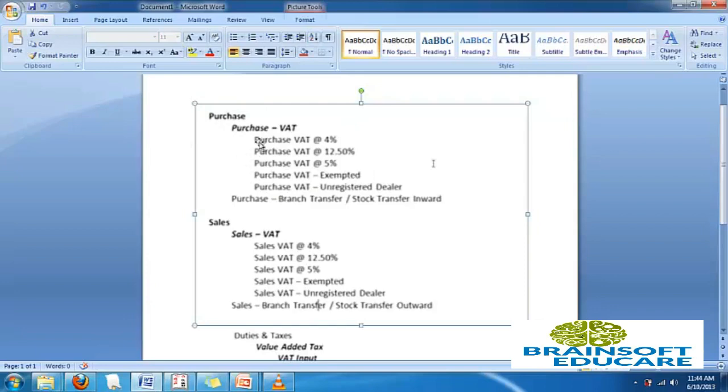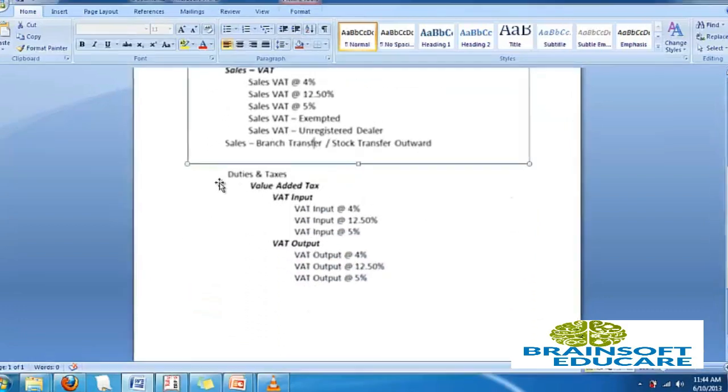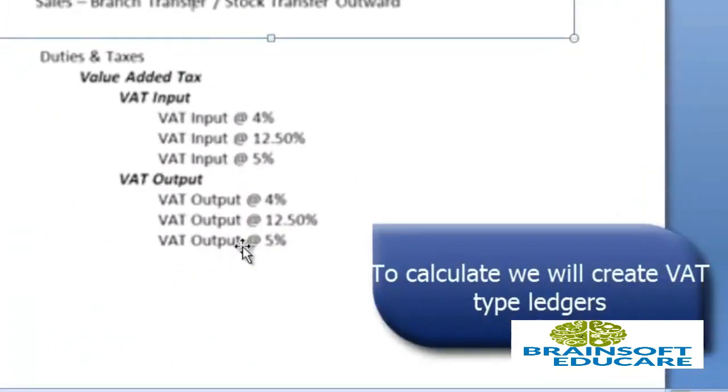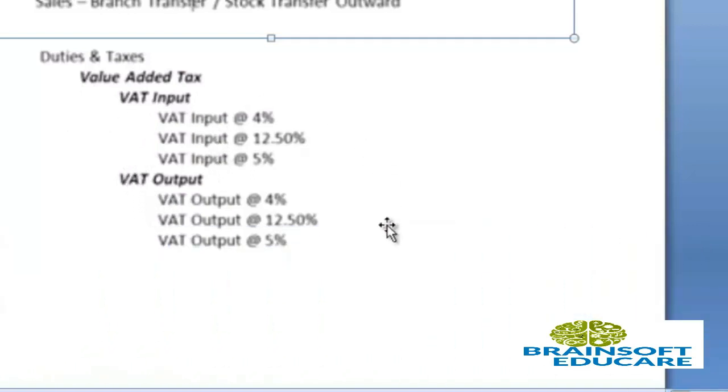Now we will create various ledgers of purchase VAT of 4%, 12.50% and 5% and other ledgers. We will also create groups, subgroups and ledgers for sales VAT. Now we will also calculate VAT input and VAT output. Value added tax will be calculated based on this VAT input and VAT output. So we will also create VAT input 4% and other ledgers for input and output type of VAT.